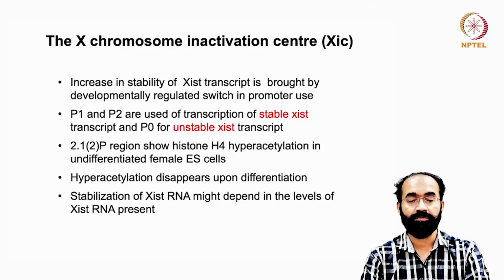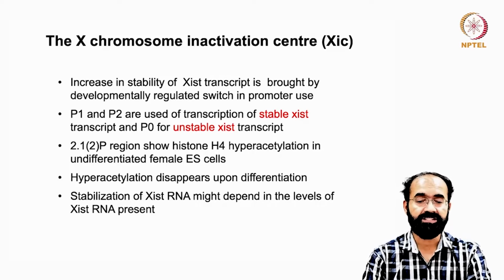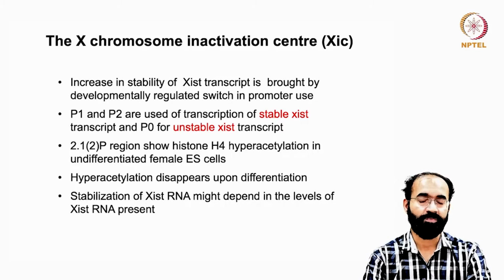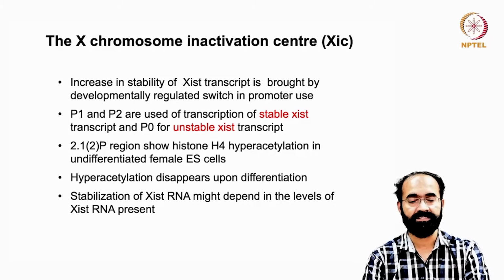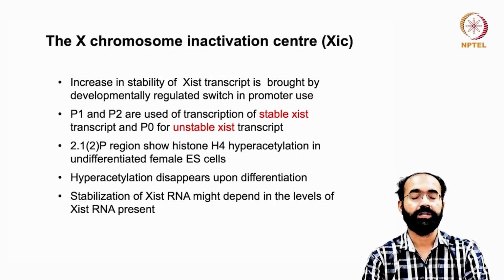So in the X chromosome inactivation center, the increase in the stability of Xist transcript is usually brought about by a developmentally regulated switch in the promoter use, like we saw P1, P2, P0. P1 and P2 are used for the transcription of stable Xist transcript, and P0 is usually meant for transcribing an unstable Xist. So based on which promoter is being used, the stability of Xist can vary. So P1 and P2 usually give a stable Xist, P0 gives an unstable Xist.